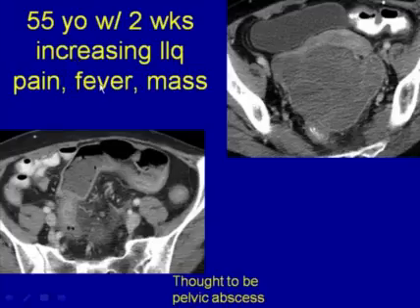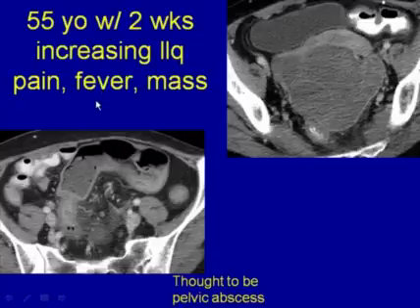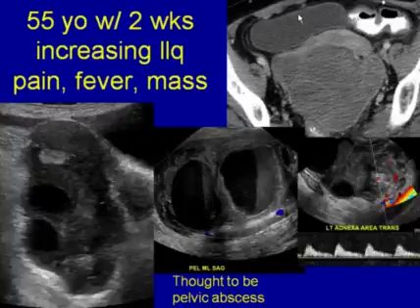Here's a perimenopausal woman who had 2 weeks of left lower quadrant pain, fever, and a mass. And you can see here is her bowel, which looks somewhat abnormal. And they thought perhaps from an outside institution she had diverticulitis. You can see the inflammatory changes in the fat. You can see this very large, bizarre mass sitting posterior to her uterus. Bladder here is anterior. On ultrasound, again, very bizarre looking mass.